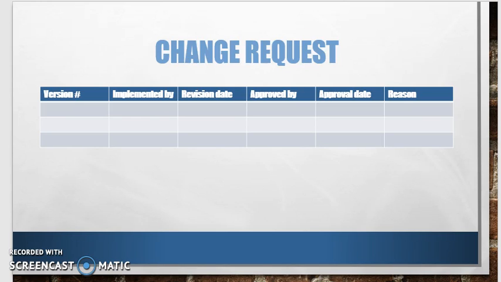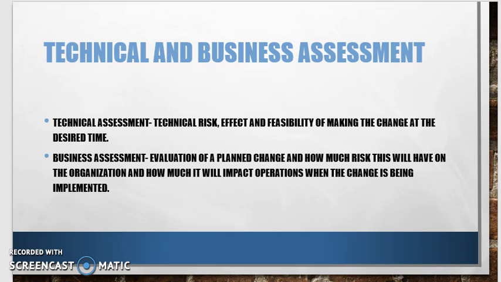So here's an example of a change request form that I found in the literature. You can have your own developed, but this is just an example. Technical and business aspects, you want to know what the risk is going to be, what the effect of the change is going to occur, because if you make a change in one system, it's going to affect all the other systems down the line.